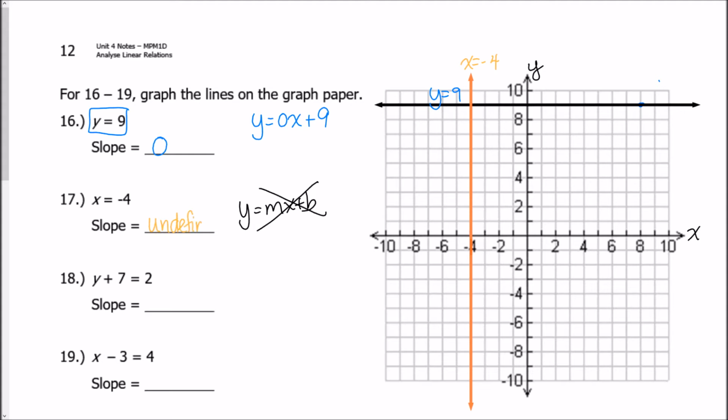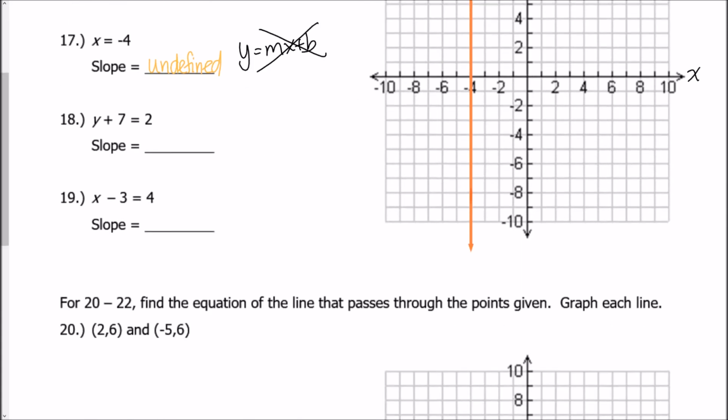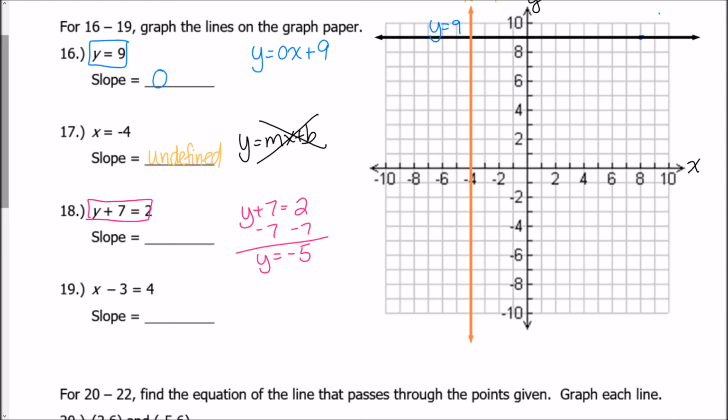Okay, for number 18, y plus 7 equals 2. What I'm going to do is isolate my y right here. So if I have y plus 7 equals 2, I'm going to subtract the 7 to get the y alone, and I get y equals -5. Because I have y equals a certain value, I'm going to have another horizontal line.